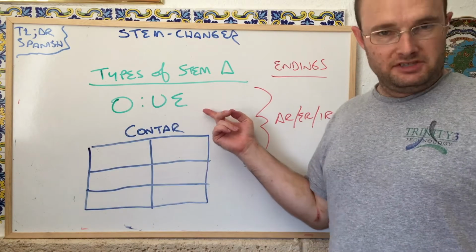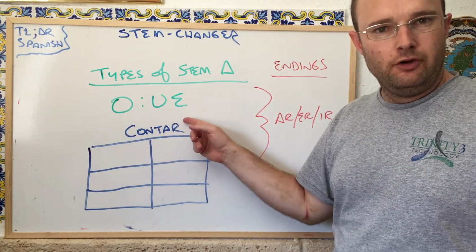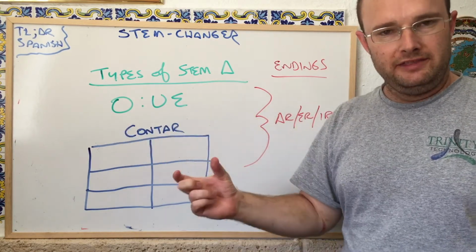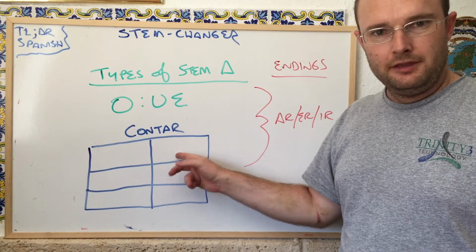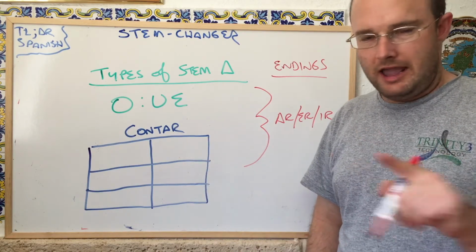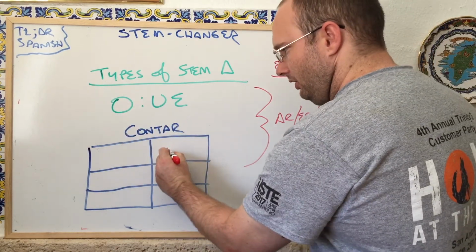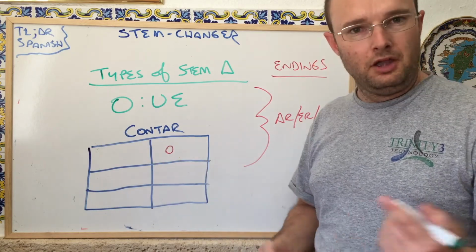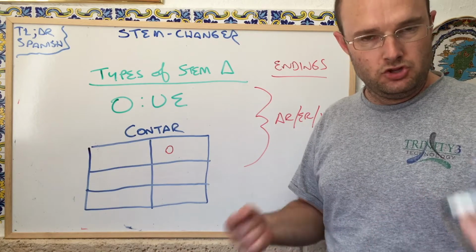Here's our first example of a stem changing verb. And this one is going to be an O to UE verb. That first letter is what the vowel in the stem is going to be in the nosotros form. So remember, in the nosotros form, we are not going to have a stem change. So that O is going to be an O. Now, in all the other forms of the verb, that O will become a UE. So I'm going to change that vowel in the stem of the verb to a UE.